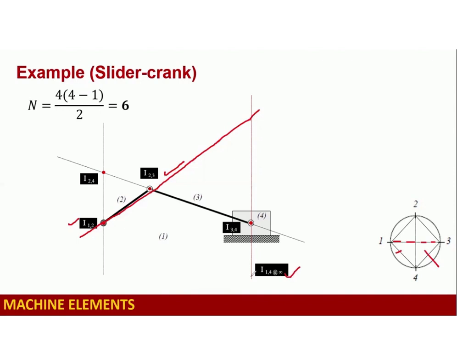So this line here is actually the line connecting the two instantaneous centers. So thus the intersection is here, and this is called I1, 3. So as you can see, we have 6 instantaneous centers. We have 2 fixed instantaneous centers, 2 permanent instantaneous centers, and 2 varying instantaneous centers.